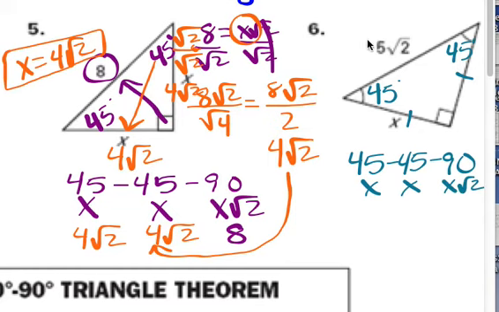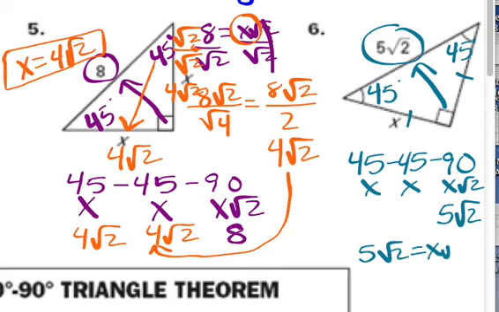And then in the picture, 5 root 2 is here. It is across from the 90-degree angle. So under the 90, I need to write 5 root 2. So 5 root 2 equals x root 2. So if 5 root 2 equals x root 2, and I divide by root 2 to get x alone, then the root 2's cancel on both sides, and then x is just 5.